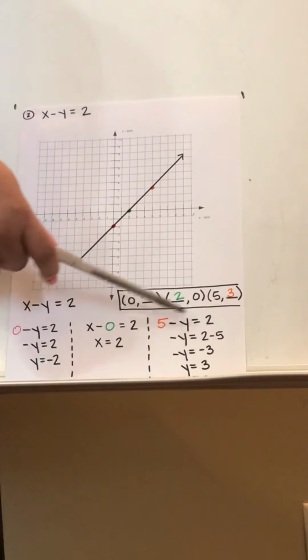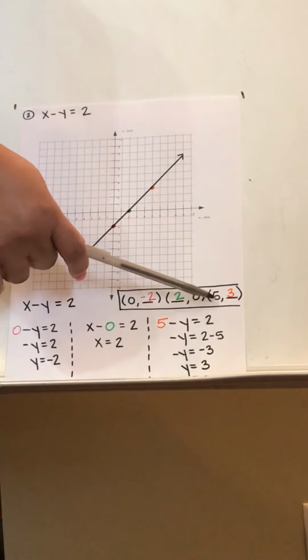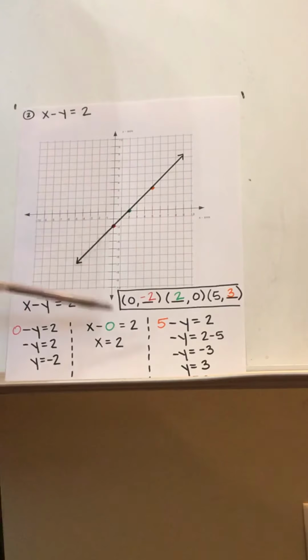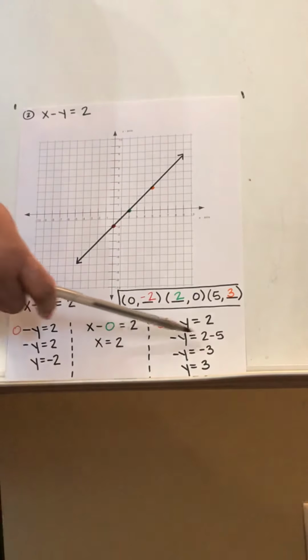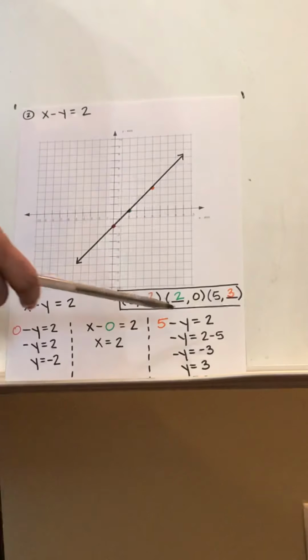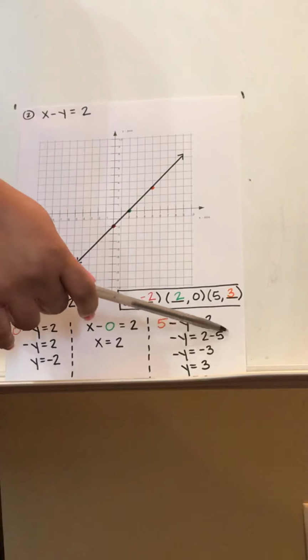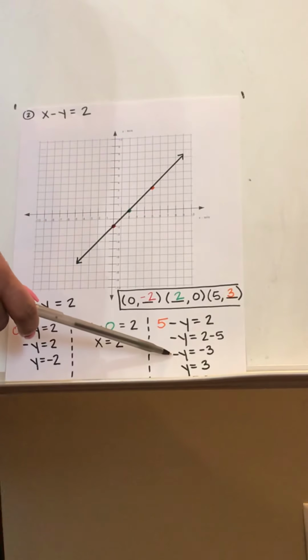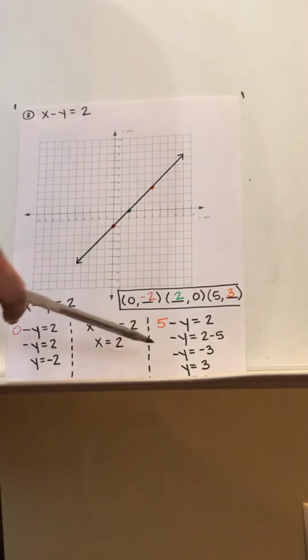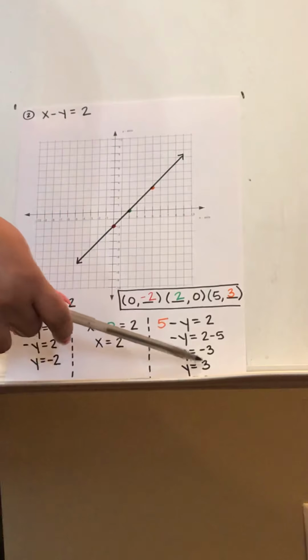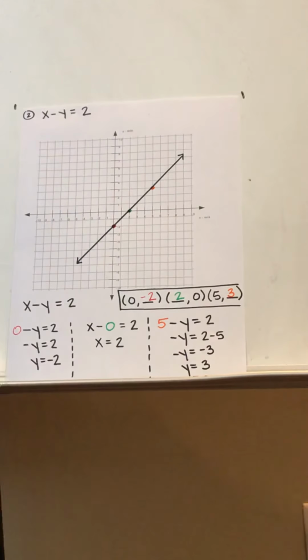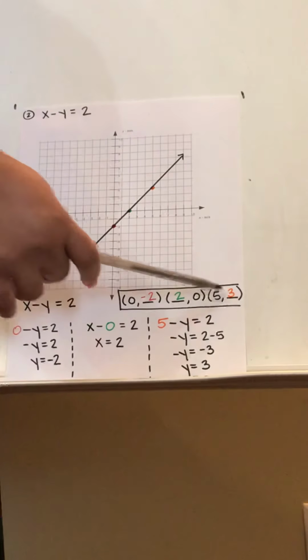My last ordered pair says let your x be 5. So in the same equation, if I let x be 5, I have 5 minus y equals 2. So I'm going to subtract 5, move it to the other side because you got to get y by itself. 2 minus 5 is negative 3. So I got negative y equals negative 3. You must divide that negative off. So negative 3 divided by a negative 1 gives me a positive 3. So y equals 3, and I plug that there.